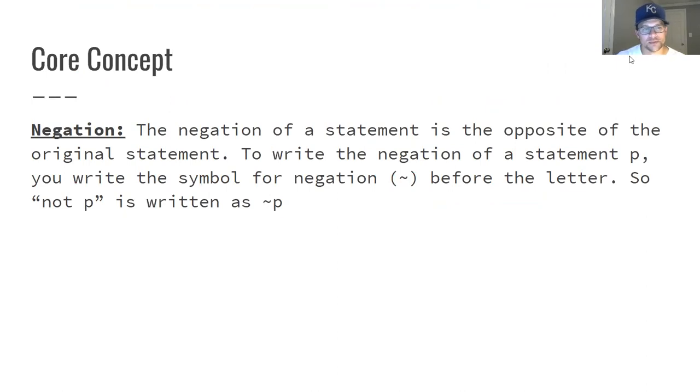Okay, another core concept is negation. The concept of negation of a statement is doing the opposite of the original statement. So to write the negation of your hypothesis, or your statement P, you write the symbol for negation, which is the squiggly line before the letter. So the words not P, or not followed by your hypothesis, is just the symbol with a squiggly P. On your keyboard, it's probably going to be in the upper left-hand corner if you're ever going to need to type that.